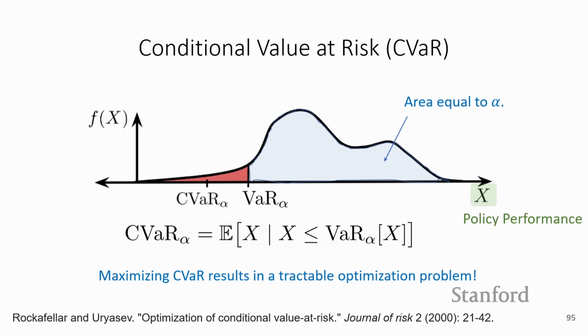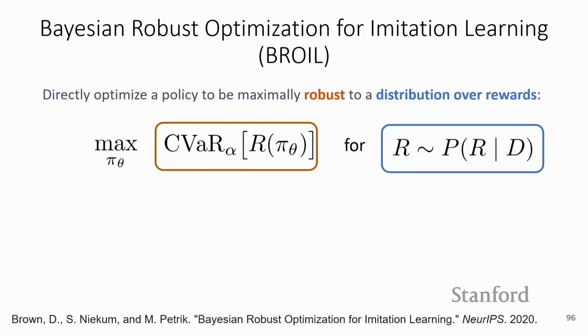And we're actually taking into account the tails of this distribution, really thinking about how we can be robust to some of these worst case outcomes. And so we propose this approach called Bayesian robust optimization for imitation learning, or BROIL, where basically we want to directly optimize a policy to be maximally robust to a distribution over reward functions. So rather than a standard RL approach that assumes I have this magical, perfect reward function that's given to me and I can just optimize that, we take a step back and assume this reward function isn't perfect. In fact, let's say we have a distribution over reward functions.